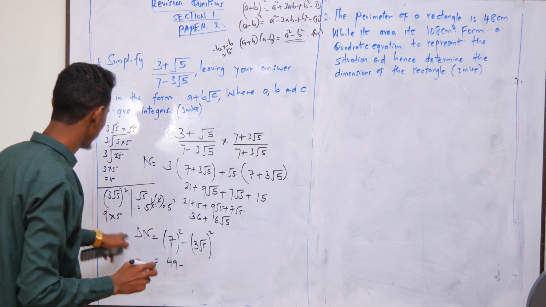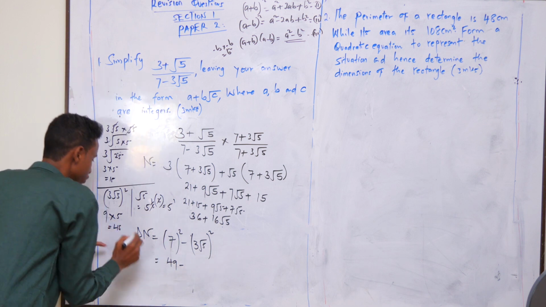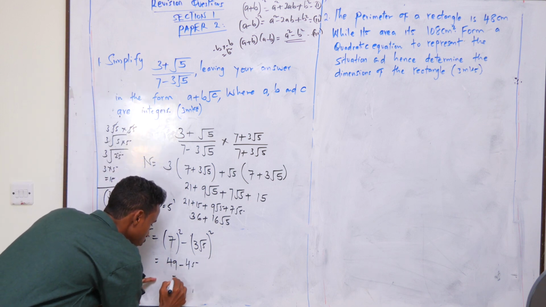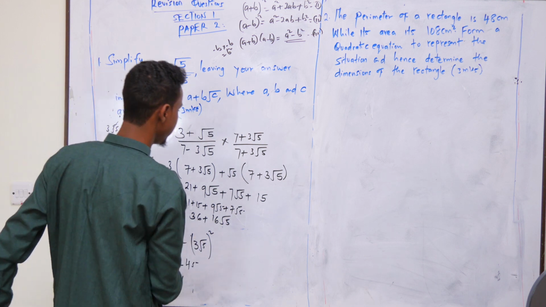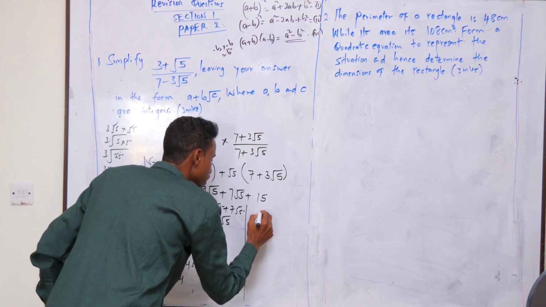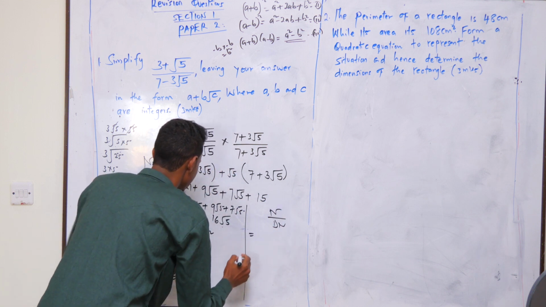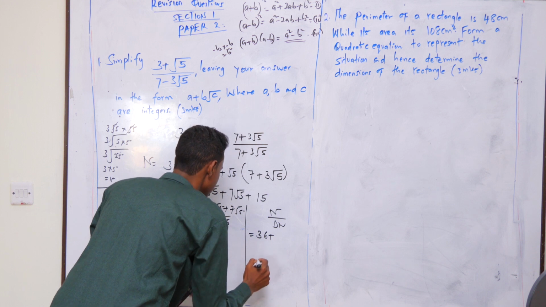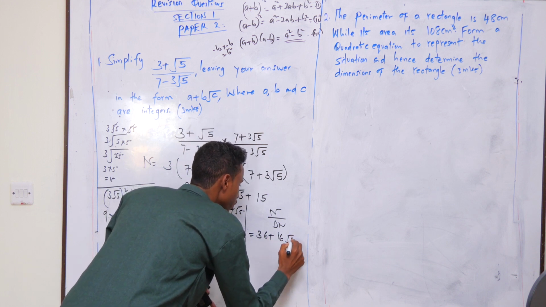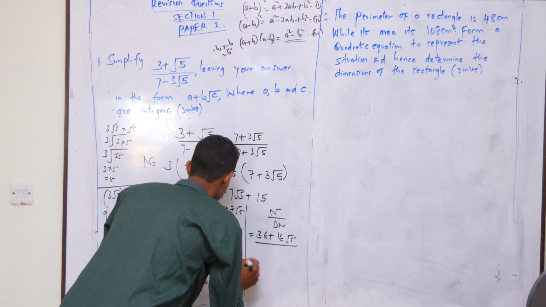Very good. It will be 49 minus 45, which is 4. Now coming here again, finally we do numerator over the denominator. Now our numerator we are having 36 plus 16 root 5, divided by 4.